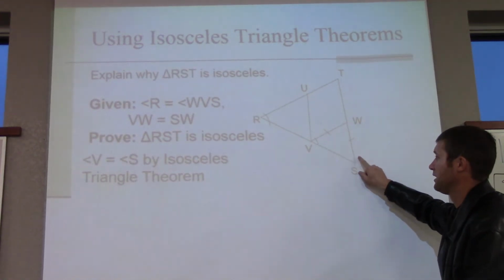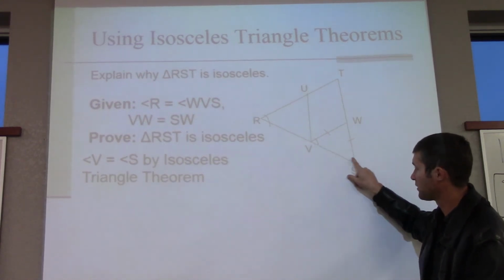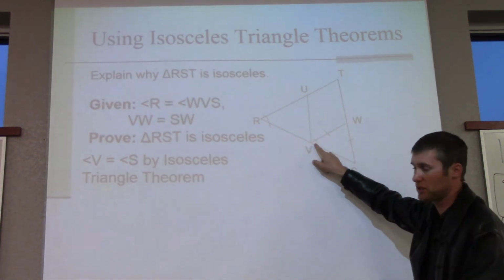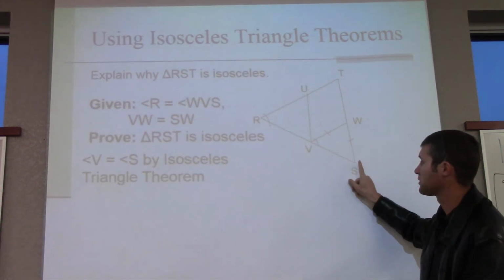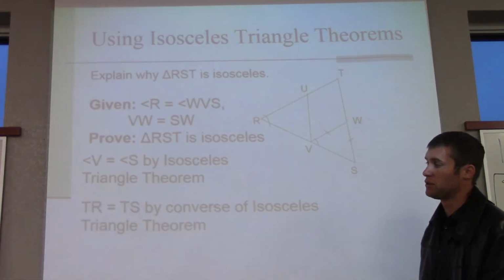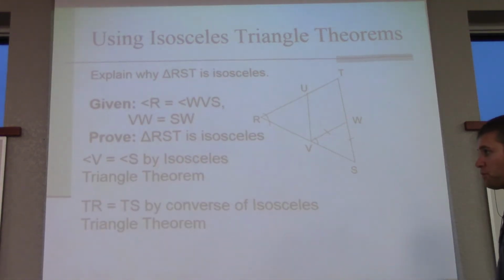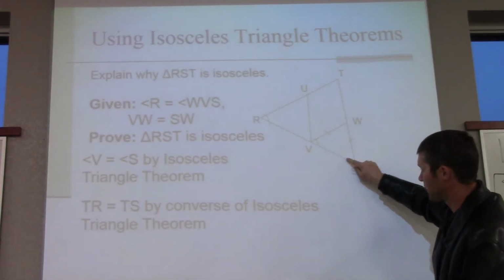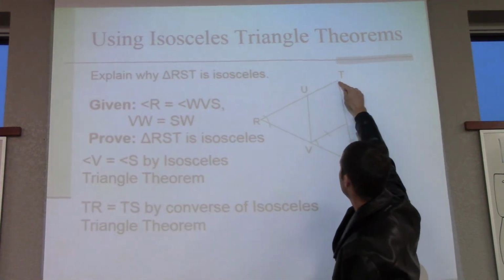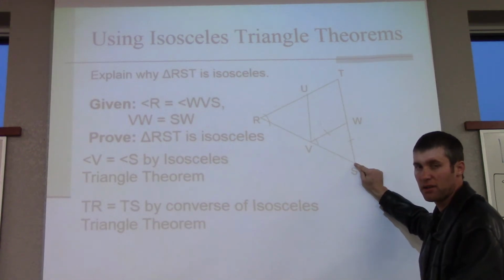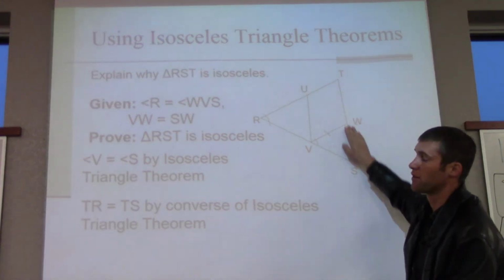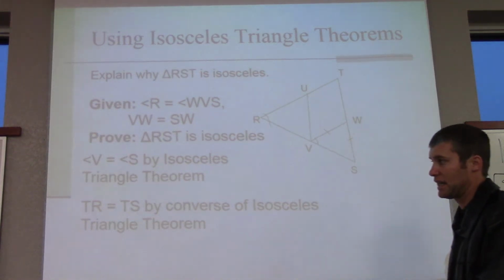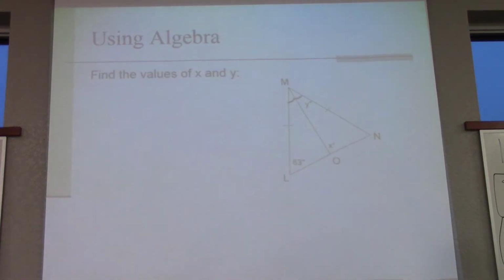Now if I know this angle and this angle are congruent, I also know S and R are congruent, because R was equal to V, and V was equal to S, so S equals R. If S and R are equal, then we know our base angles are congruent, so RT and TS are equal, because if our base angles are congruent, then our sides are congruent. So we know that TS is equal to TR by the converse of the isosceles triangle theorem.